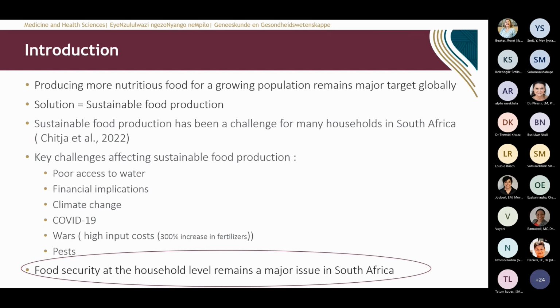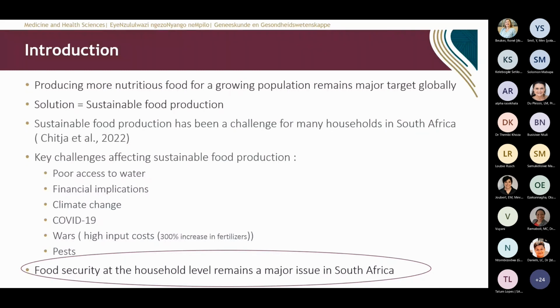In South Africa also, this is a challenge because we have not met the target by the country of ensuring that we produce sustainable food production at all levels. However, challenges like this are caused by poor access to water, financial implications, climate change, COVID-19. As we saw that during the pandemic, we had many issues arising globally. Wars such as the Ukraine-Russia war, which has increased the farming inputs.